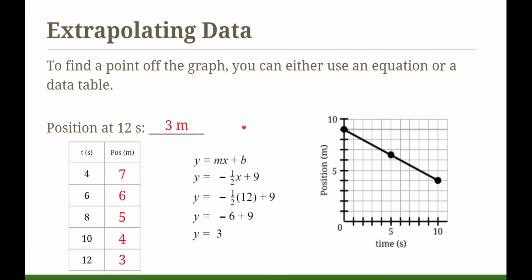So the equation is nicer if you have to find the position, like let's say at time 11.5 seconds. We wouldn't be able to use a data table for that, but we could use an equation. So if it's easy, probably the data table is easier. If it's an easy number that you can find a good pattern for, if it's something in between, you'll probably need to use an equation.